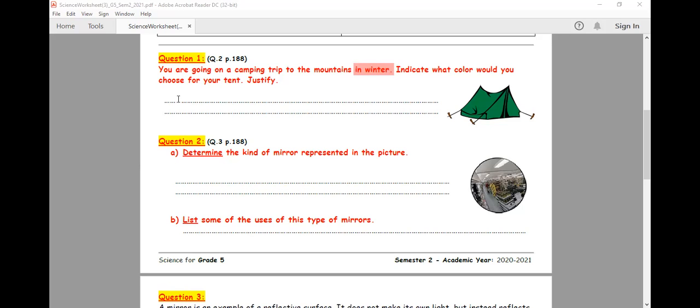Okay. All colors are absorbed, not reflected. Absorbed. All colors are absorbed. Okay, all colors are absorbed. We say that light is energy. This means that all energy is absorbed. How will you feel inside your black tent?